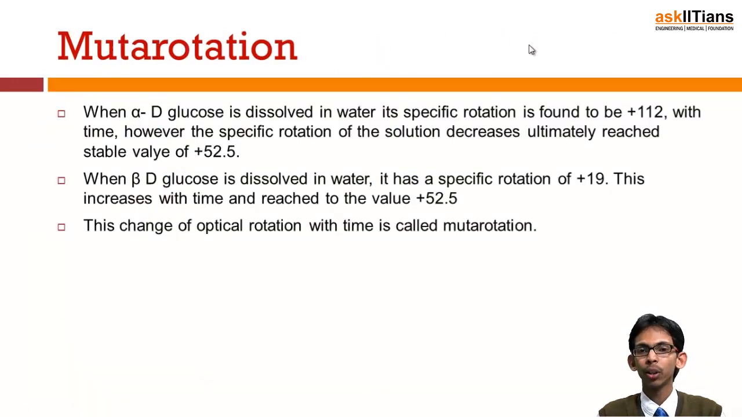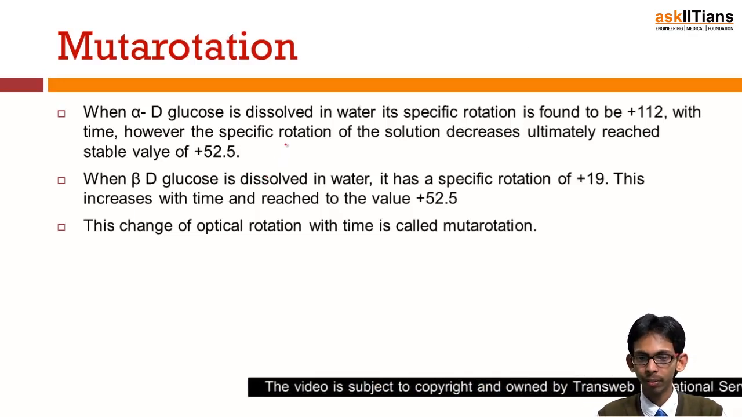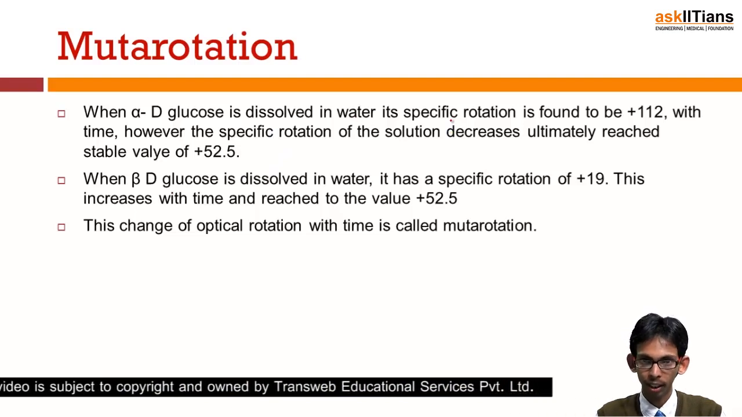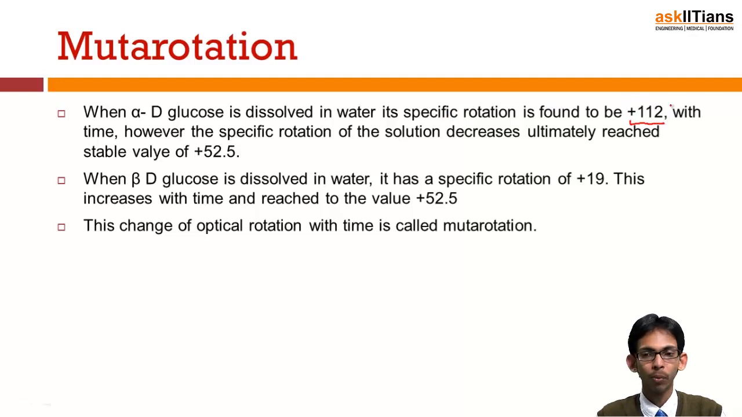Next is mutarotation. Actually, what happens is that when alpha D glucose is dissolved in water, its specific rotation is found to be starting at plus 112 degree, but with passage of time, the specific rotation of the solution decreases, ultimately reaching a value of 52.5 degree and becomes constant there. That means whenever glucose is dissolved in water, after passage of time, its specific rotation keeps on decreasing and then it becomes constant at a particular value.